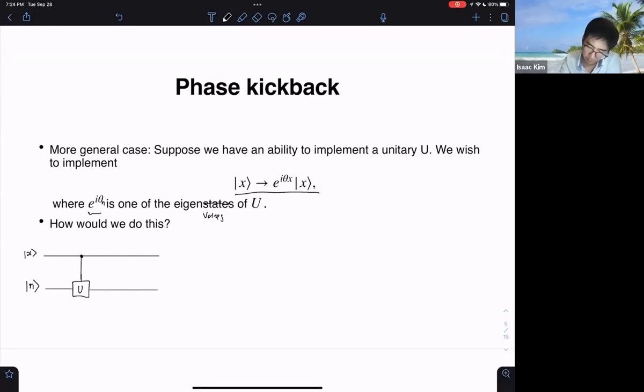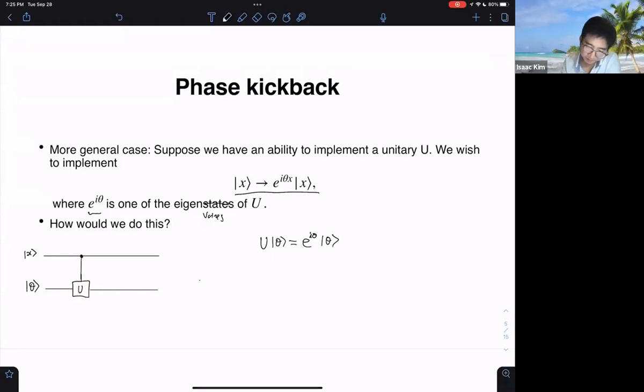So let's just be a little more concrete. I will assume that, well, actually, let's forget about this n. I will just call this eigenstate theta. So theta is an eigenstate of U, and I will claim that this operation does the job. So what is this operation?